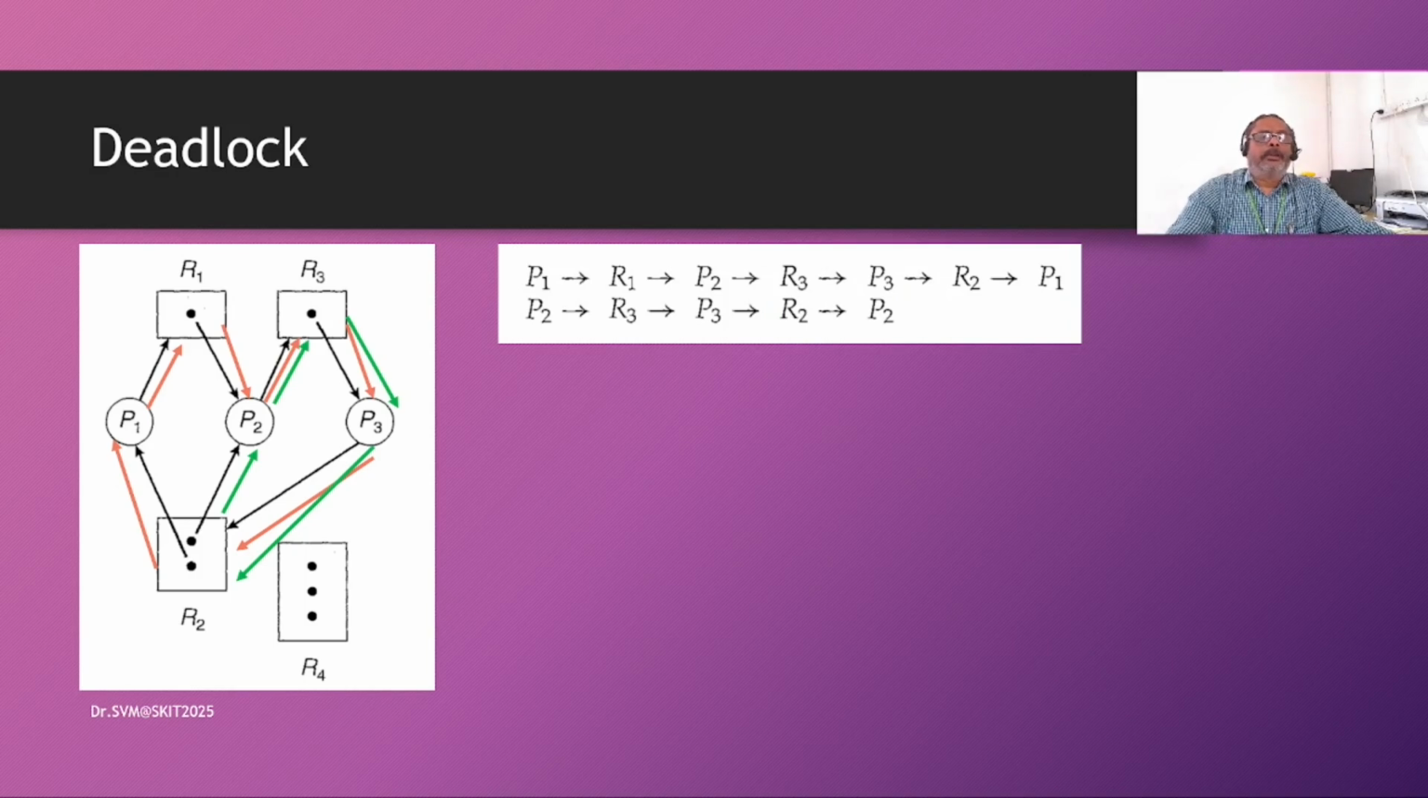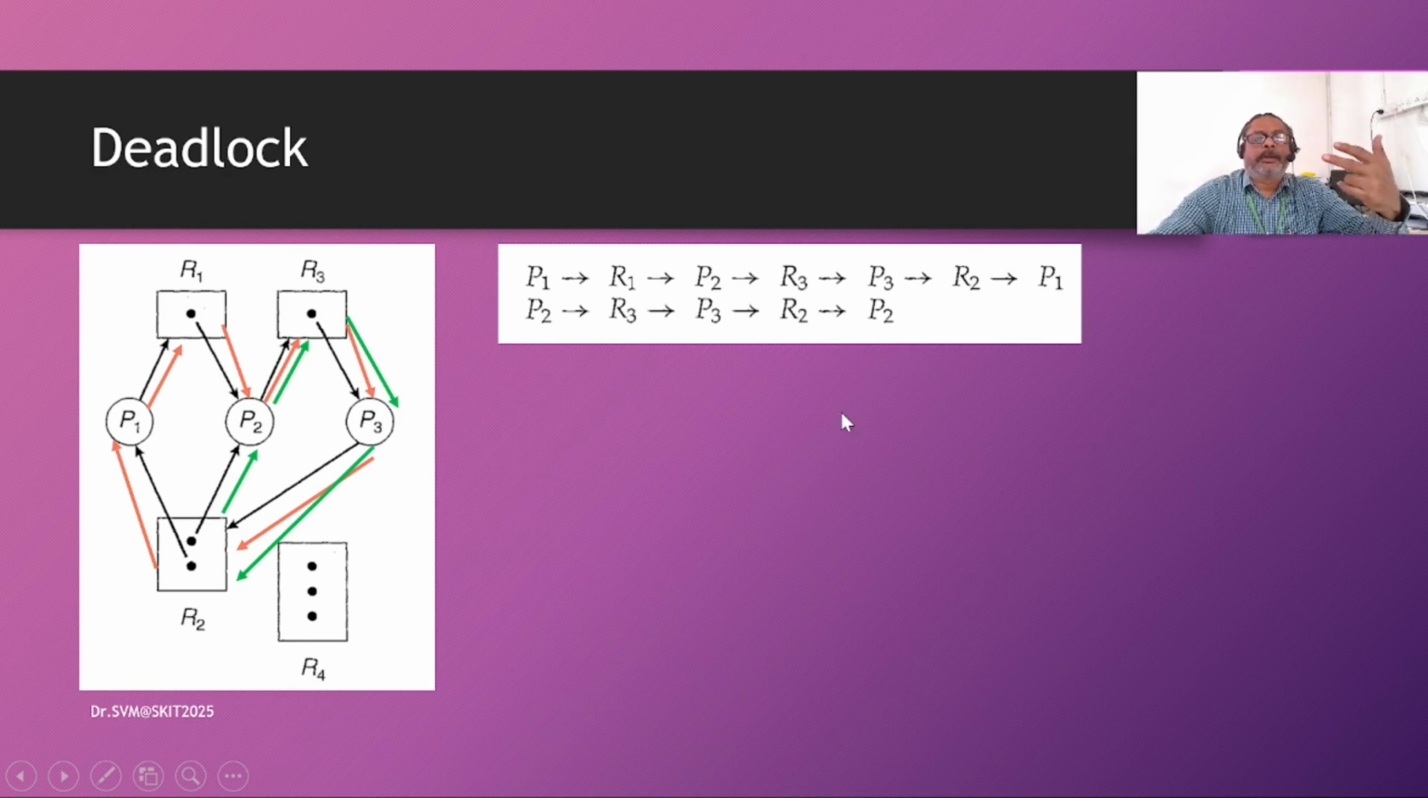P1 is waiting for R1, R1 is with P2, P2 is waiting for R3, R3 is with P3, P3 is waiting for R2, and R2 is with P1. That is the orange cycle. And there is another one: P2 is waiting for R3, R3 is with P3, P3 is waiting for R2, R2 is with P2. So there is another cycle.